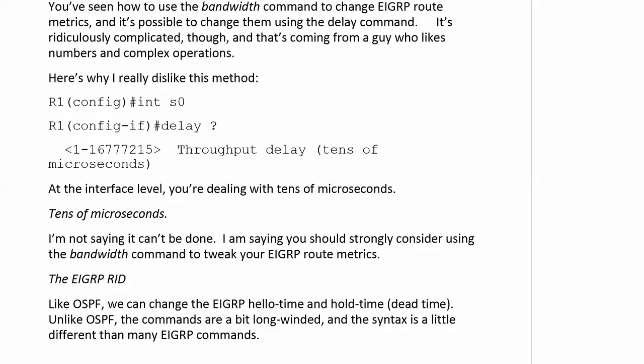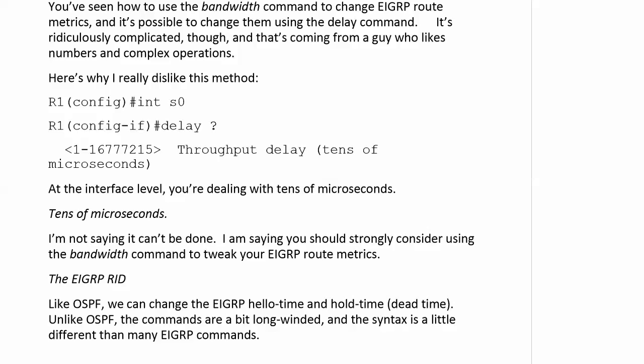I am not saying this can't be done. I'm not saying that if someone at your network is doing it, they're wrong. I am saying, though, that you really should strongly consider using the bandwidth command to tweak your EIGRP route metrics, because the delay command, even with the formula that you have to go out to Cisco's website and get and start figuring it out, wow. I mean, to me, it's just a lot easier to use the bandwidth command as long as you're not tweaking anything else with the bandwidth command. So that is it for the route metrics.